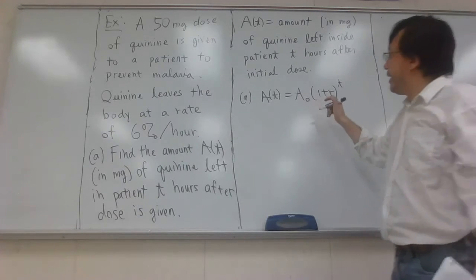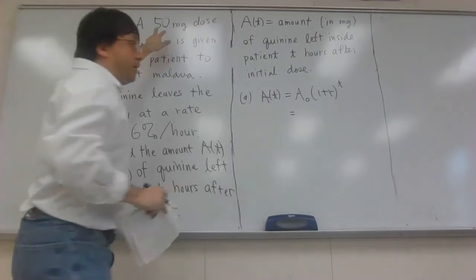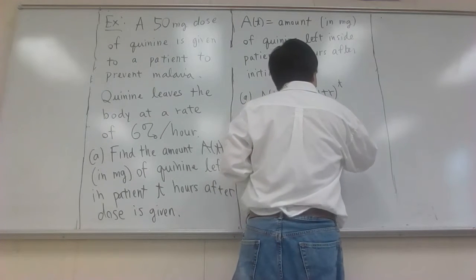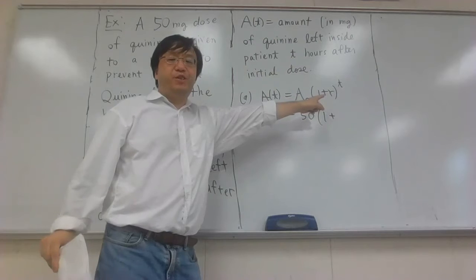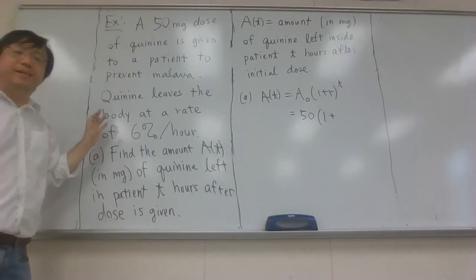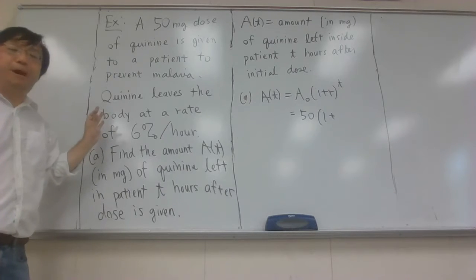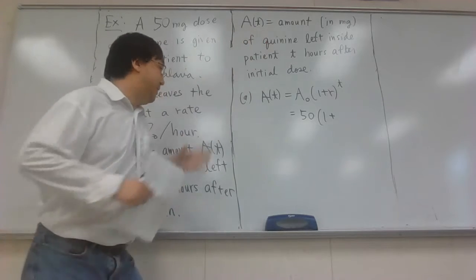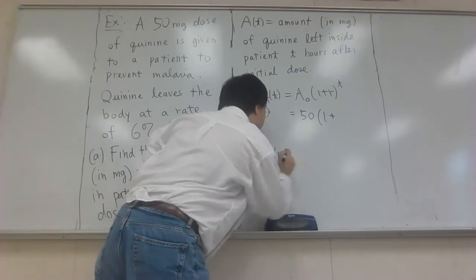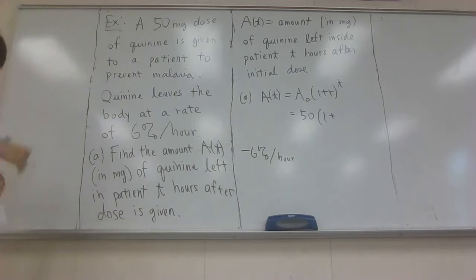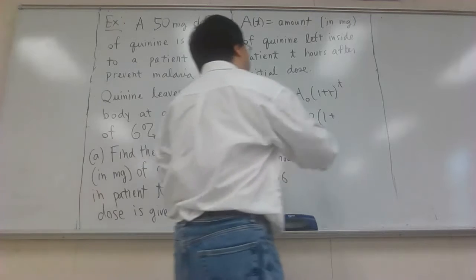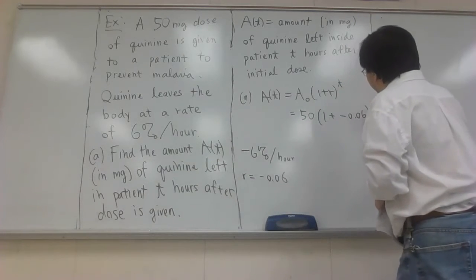A naught is the initial quantity, and we know that initially the person got 50 milligrams of this stuff. So A naught is 50. And what's r? r is the decimal representation of the percentage rate of change. The quinine is leaving the person's body at 6% per hour, so the amount of quinine is decreasing by 6% per hour. So it's minus 6% per hour, and the decimal representation is minus 0.06.